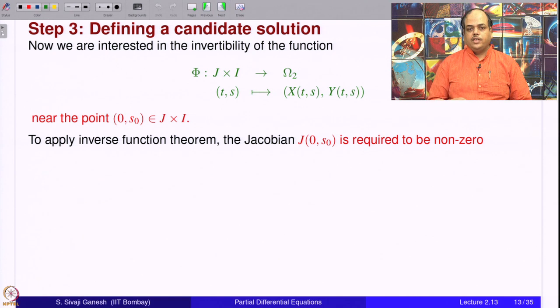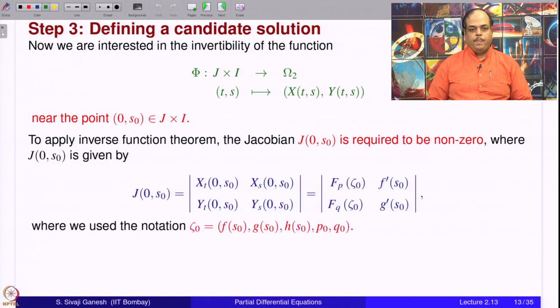Of course, we need to check whether phi is C 1. That is C 1 because x and y are solving ODEs, therefore the derivative with respect to t is continuous, no problem. With respect to x, it is also differentiable and C 1 because of the differentiable dependence. So, we have the C 1-ness of phi. Now, we need that the Jacobian is non-zero.